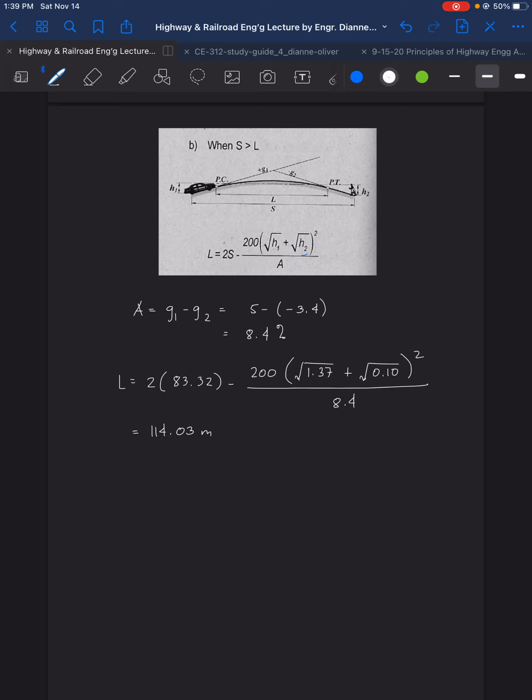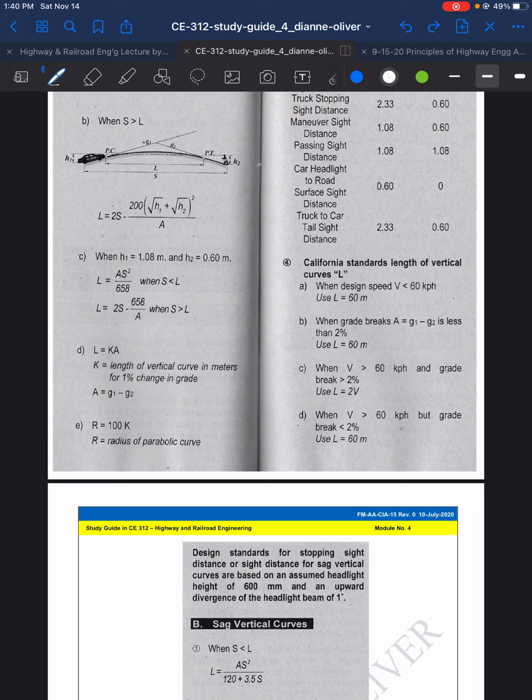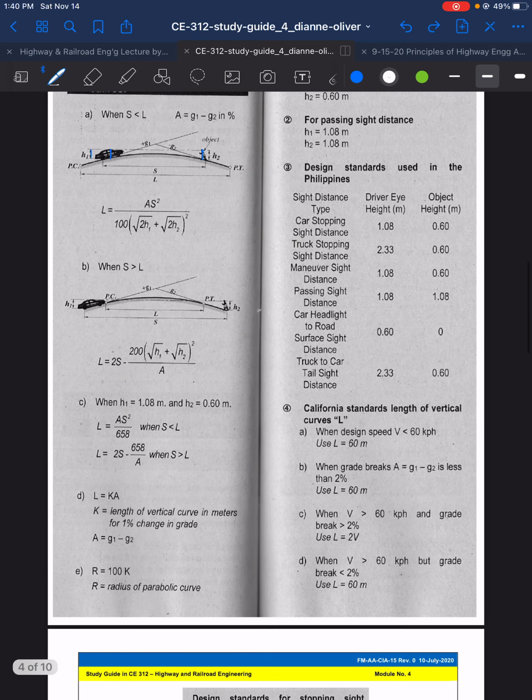Now, is our assumption correct? Remember that we assume that S is greater than L. So here in our solution, it seems like 114.03 is greater than S, which is equal to 83.32. So what does it mean? We have a wrong assumption. Therefore, we will use S is less than L. If we will be using S is less than L, so we go to letter A.